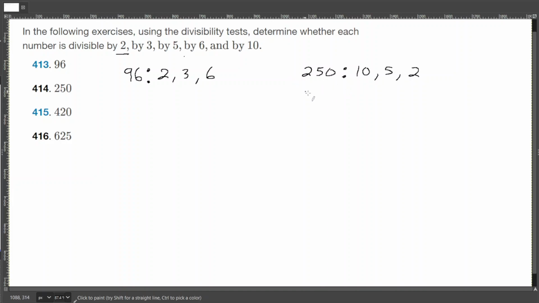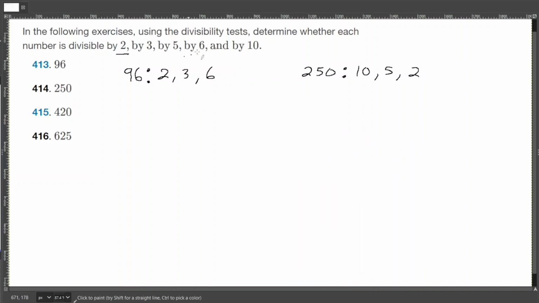I see the 2. But what about 3? Well, to do 3, we have to do 2 plus 5 plus 0. And then we get 7, right? Well, 7's not a factor of 3, right? I can't go 3, 6, 9, right? I can't ever land on 7 if I'm skip counting by 3. So factors of 3 do not include 7. So it's not divisible by 3.